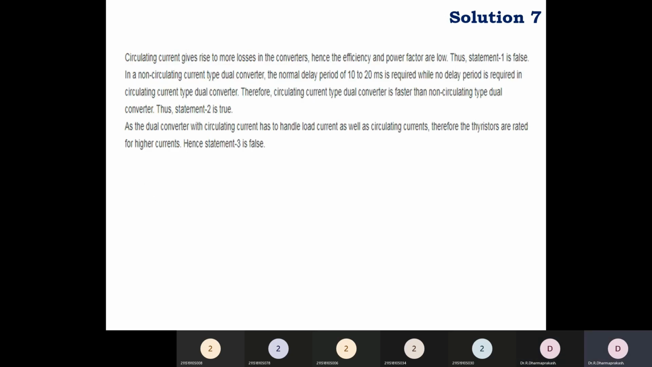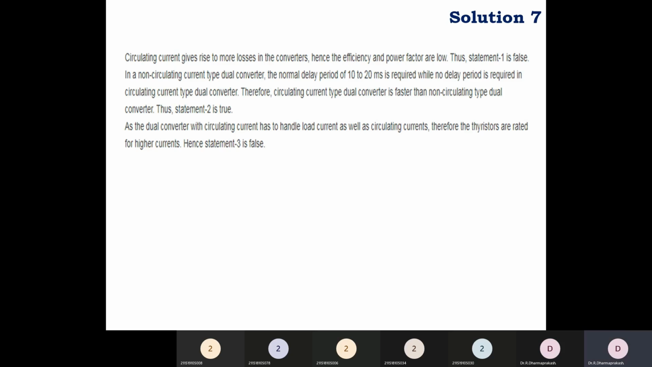Here, circulating current gives rise to more losses in the converter. When there is no circulating current, the loss will be reduced. Hence, the efficiency and power factor are low. The statement 1 is false.